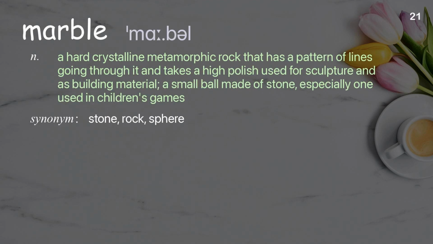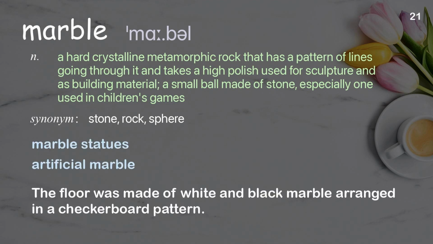Marble. A hard crystalline metamorphic rock that has a pattern of lines going through it and takes a high polish, used for sculpture and as building material. A small ball made of stone, especially one used in children's games. Examples: Marble statues. Artificial marble. The floor was made of white and black marble arranged in a checkerboard pattern.